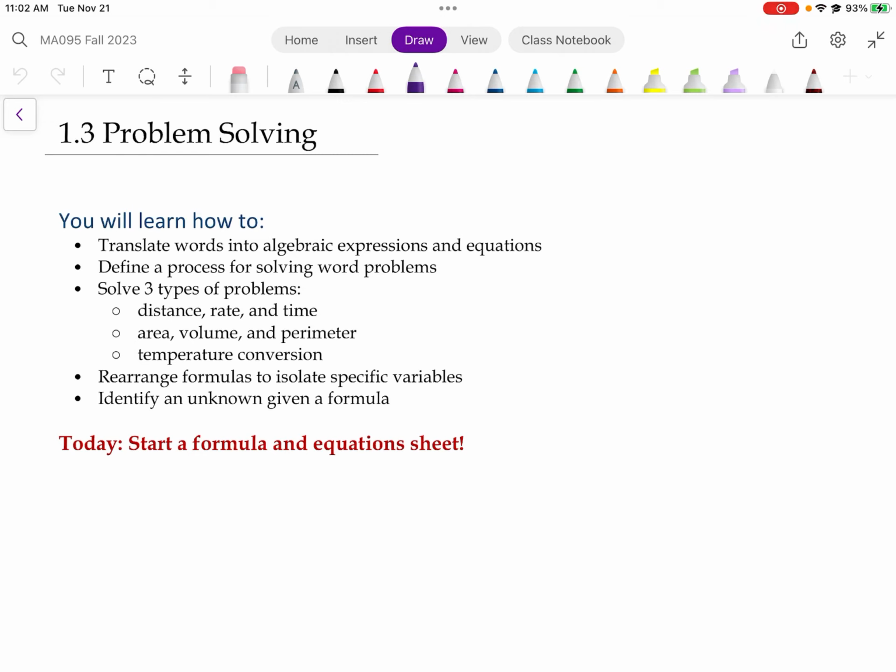And then also today I recommend that you start a formula and equations sheet. So in your notebook, just have one page where you start collecting any formulas and equations and things like that all in one place, so you don't have to go looking for them.